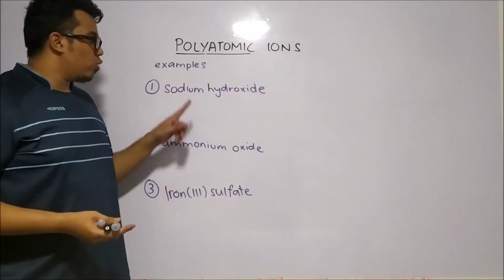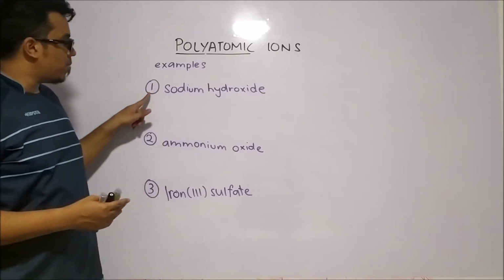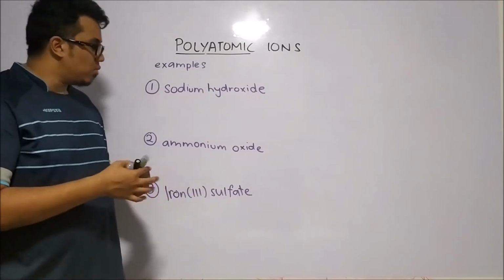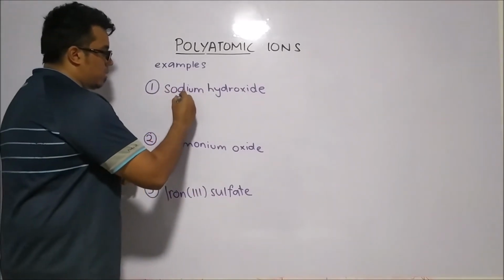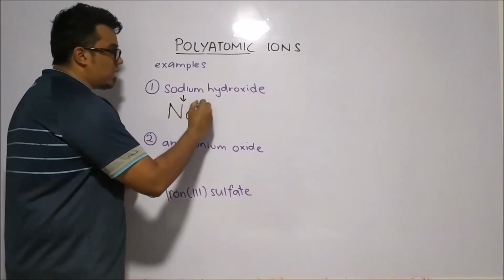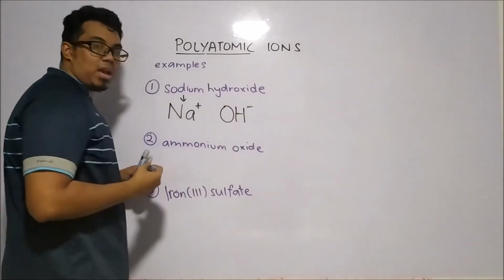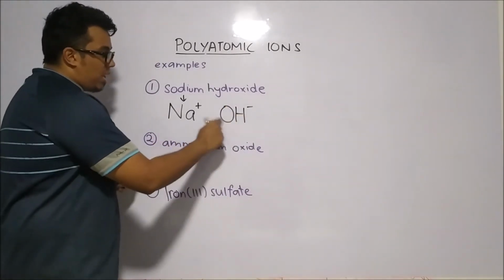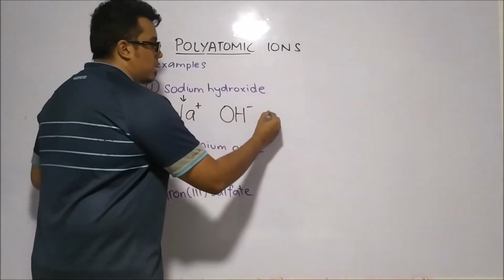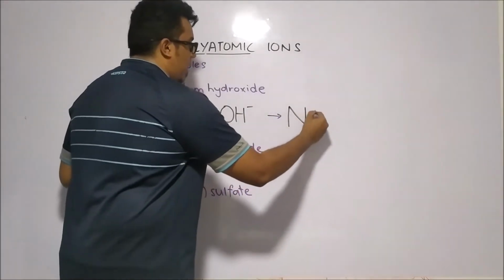So to end off, I'll go through 3 examples of how to write formulas for polyatomic ions. We have 3 examples here: sodium hydroxide, ammonium oxide, and iron 3 sulfate. Okay, so let's do it. You'll do the same thing. You'll realize that sodium is a group 1 metal with a plus charge, and hydroxide, as we saw earlier, is an OH minus ion. Right? So you put them together, you'll see that the charges cancel out already. So we have Na plus and OH minus. So the formula is NaOH.